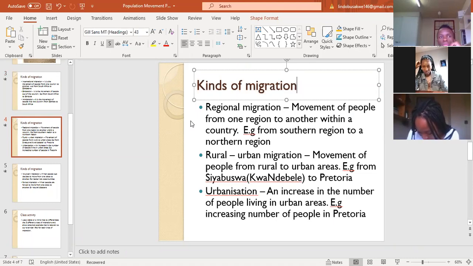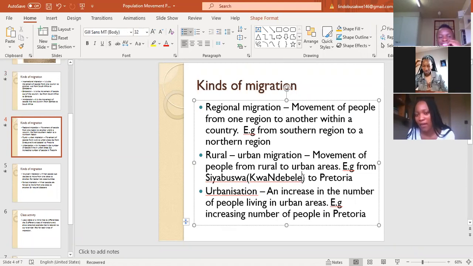We also have rural-urban migration. This is the movement of people from rural areas to urban areas. For example, you'll find people from Siyabusa, KwaNdebele. We all know Siyabusa is a very rural area in KwaNdebele. Or Mteti, a place that is also a very rural area in KwaNdebele.